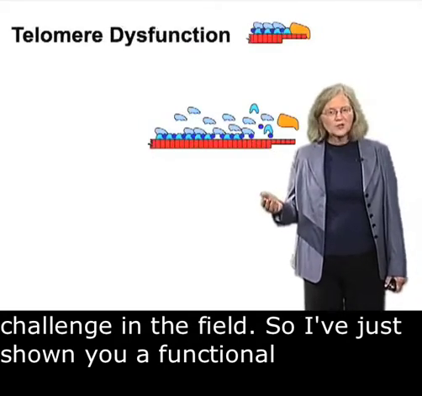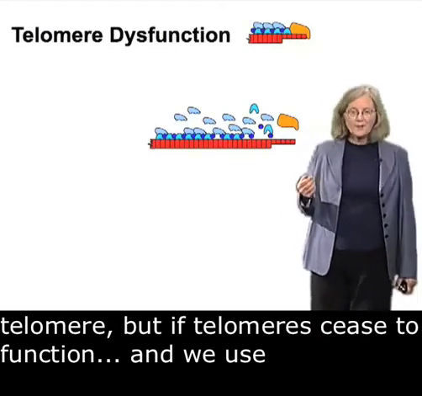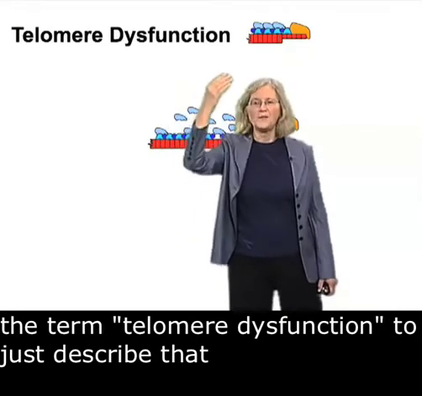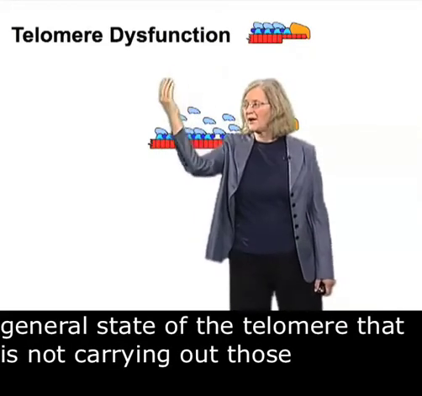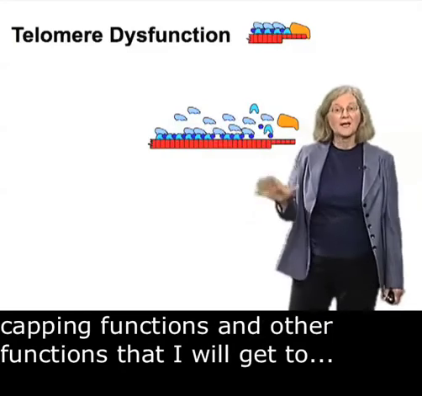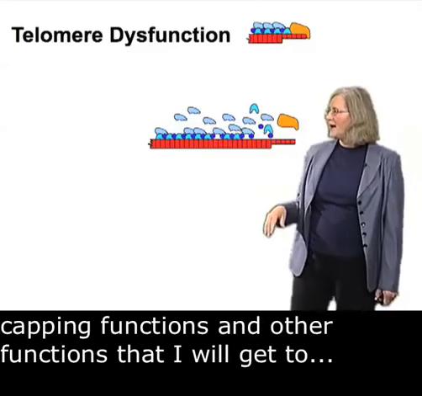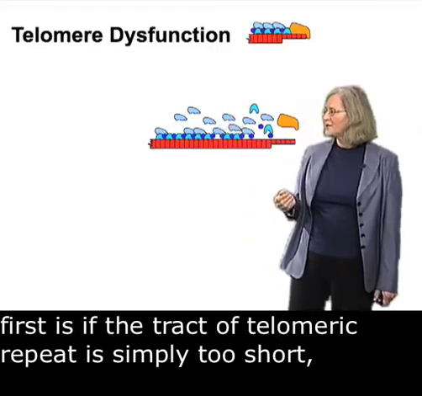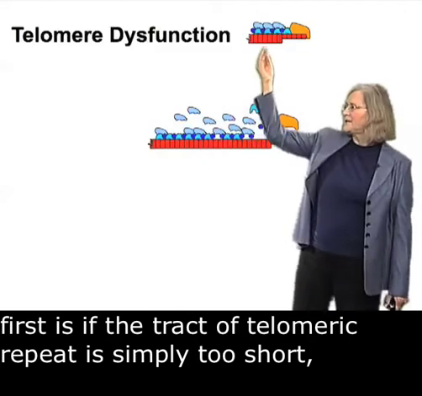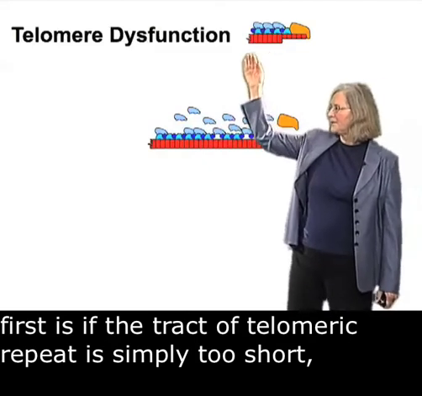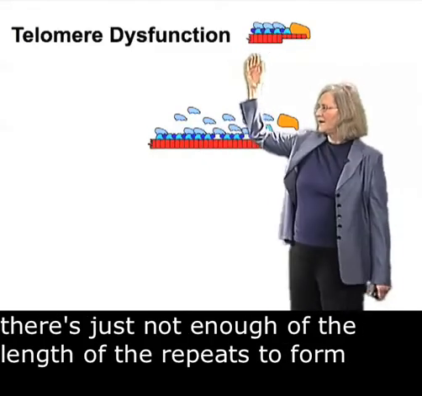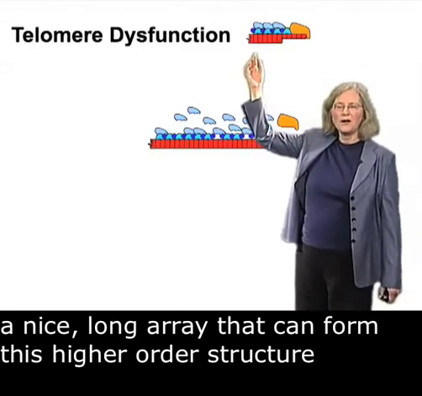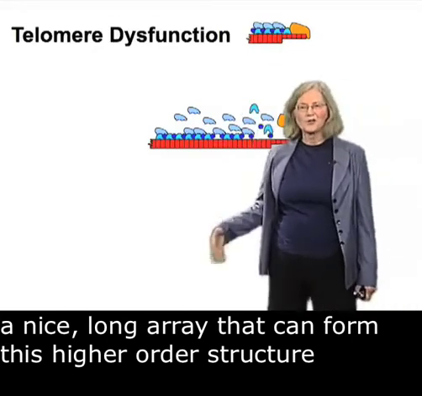So I've just shown you a functional telomere, but if telomeres cease to function, and we use the term telomere dysfunction to just describe that general state of a telomere that is not carrying out those capping functions and other functions that I will get to, there are a couple of different ways this can happen. The first is if the tract of telomeric repeats is simply too short. It's just not enough of the length of the repeats to form a nice long array that can form this higher order structure that's necessary.